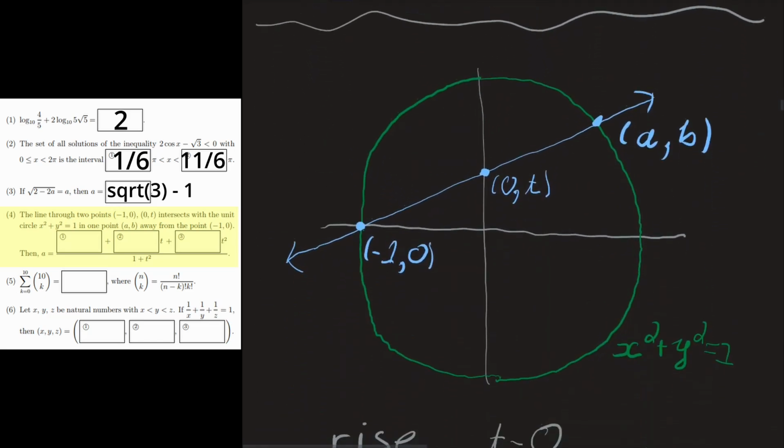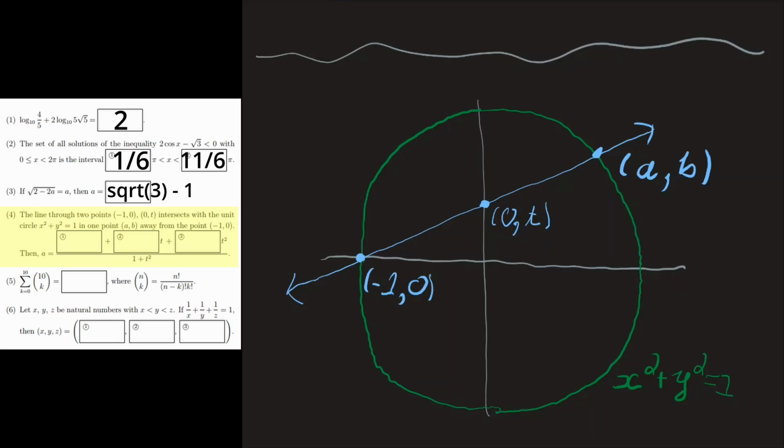So as always, I start by drawing a diagram. So here we have our circle, x squared plus y squared equals to 1. And then here we have our line. So the line intersects the circle at point -1, 0, right? That's given in the question. And it also intersects with the point a, b. And it goes through the point 0, t, which again is given in the question.